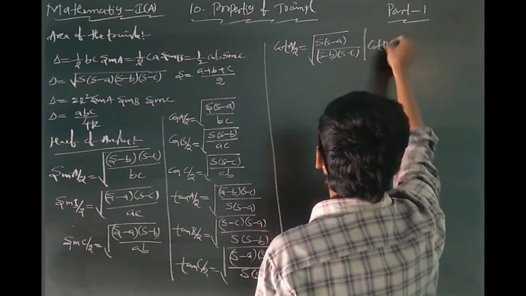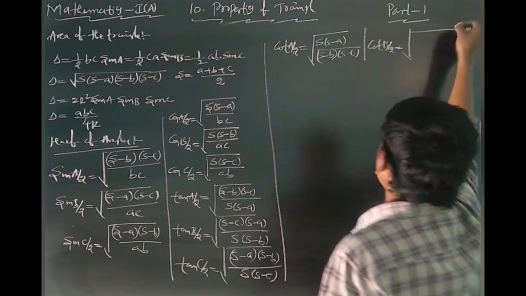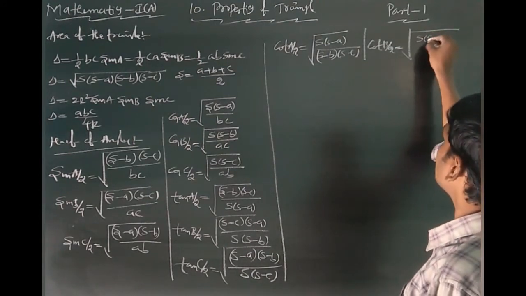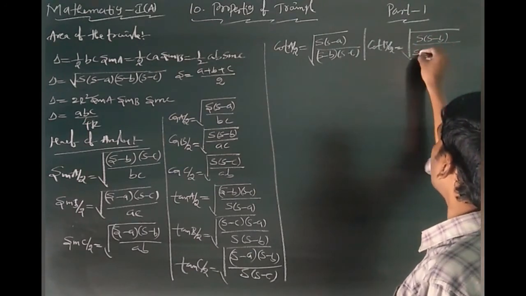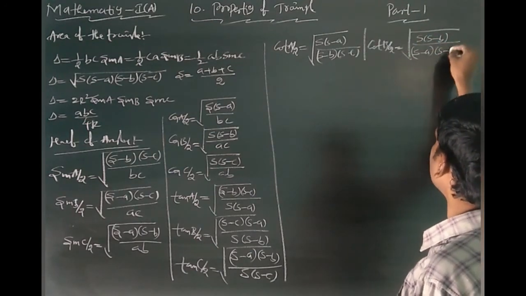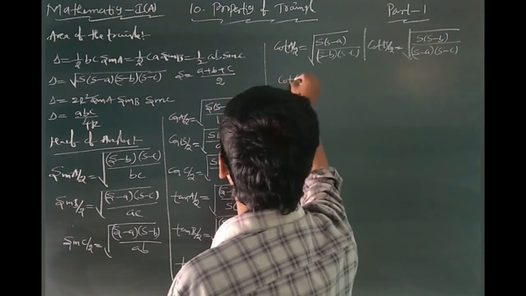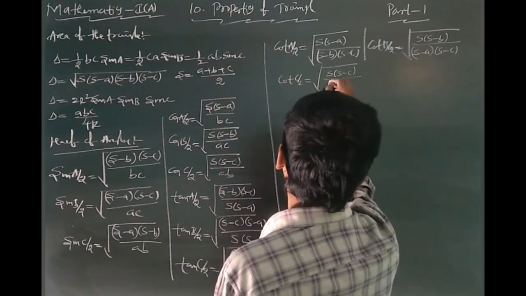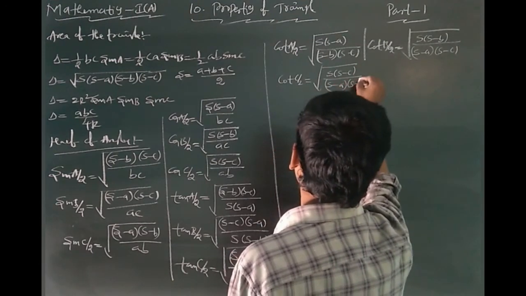Similarly, you can write cot B/2. Cot B/2 is equal to the square root of s(s − b) divided by (s − a)(s − c). Similarly, you can write the value of cot C/2 as the square root of s(s − c) divided by (s − a)(s − b).